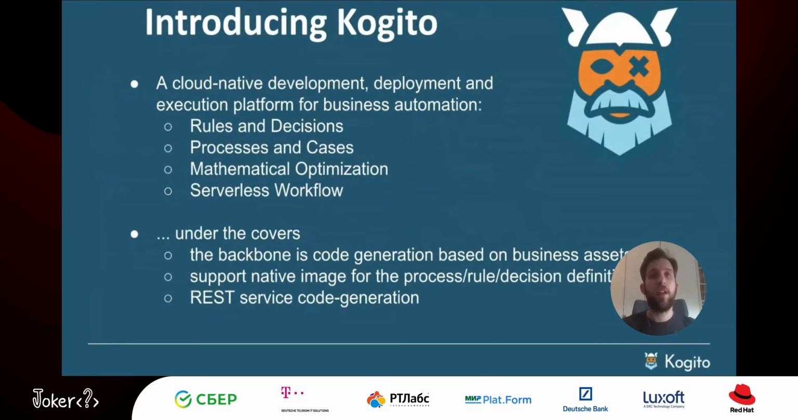Kogito is a reimagining of these engines that you already probably know and rethinks them in such a way that they are much better suited for a cloud environment in a variety of ways. First of all, the applications that you generate using Kogito have a much tinier footprint, thanks, if you want, even to native binary compilation, and also have a low-code approach. Kogito is a low-code platform because it allows you to write very little code and obtain a fully working REST service. Now, besides rules and decisions, processes and case and mathematical optimization, a peculiarity of Kogito is serverless workflow.